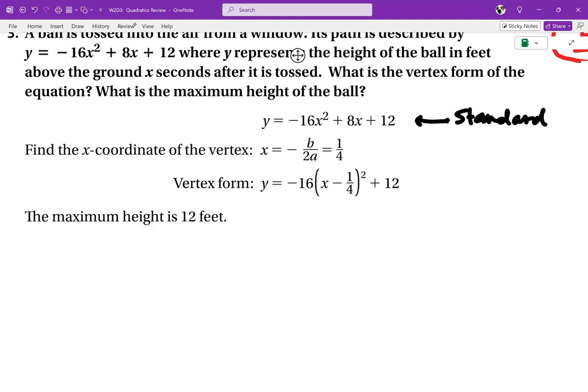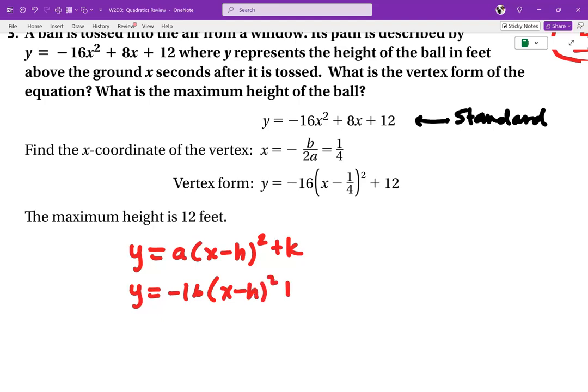So all I need is my h, my k, and my a. If I want to write it like this, y equals a times x minus h squared plus k, I need a, h, and k. Do I know any of those letters right now automatically? Do I know either A, H, or K? I know A. What's A? Negative 16. So I'll go ahead and start with this. So that means I need my vertex, my vertex h, k. So that means I got to find my axis of symmetry. So let's find my axis of symmetry.